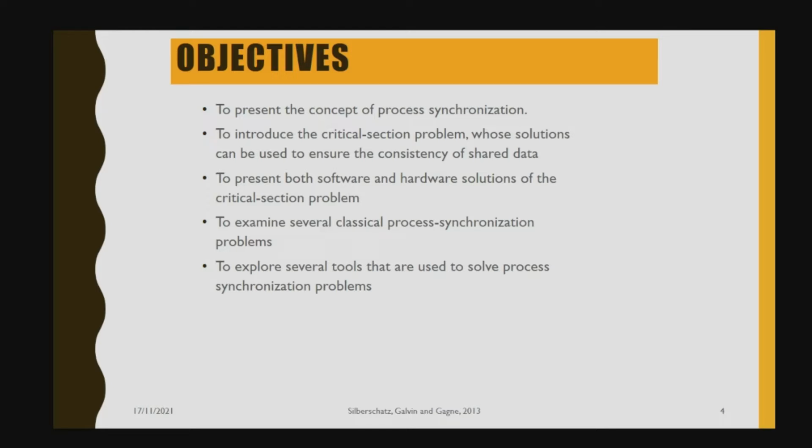The second objective is to introduce the critical section problem, whose solutions can be used to ensure the consistency of shared data. Because we have data and multiple users who can access the data, we need to learn about the issues regarding that and how to solve them. Third, to present both software and hardware solutions of the critical section problem mentioned before, and then to examine several classical process synchronization problems, as well as to explore several tools that are used to solve the process synchronization problems.